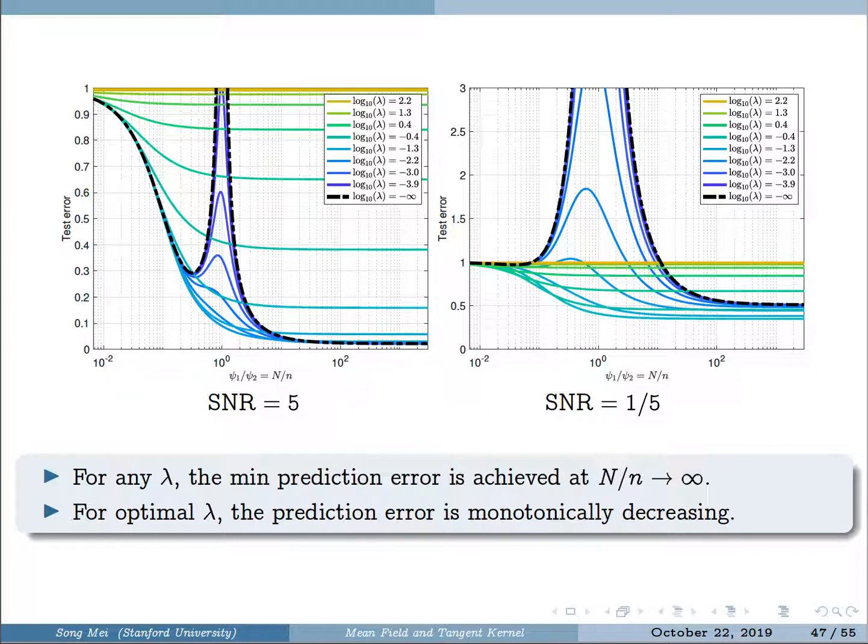Can you remind me what lowercase n and uppercase N are? Lowercase n is the number of data. Uppercase N is the number of parameters.